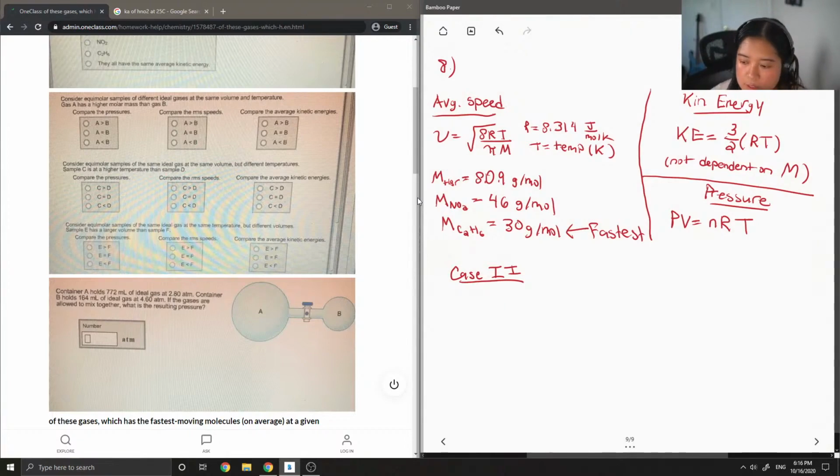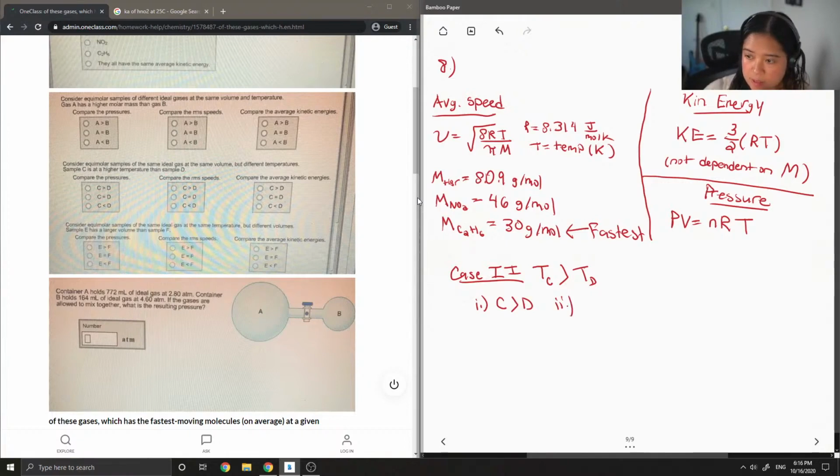So for case 2, the temperature of sample C is greater than the temperature of sample D. So how does the pressure change if the temperature of C is greater? And then you can see that as temperature increases, then the pressure also increases. So the answer is C is greater than D.